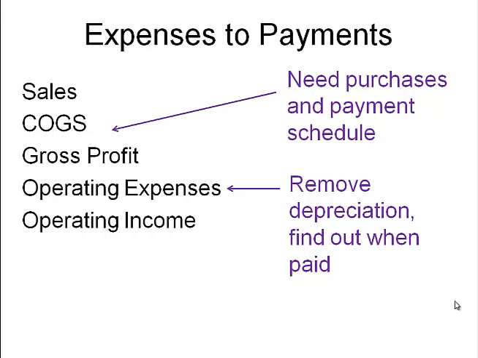So when you're moving from expense to payments, there are two major categories. One is cost of goods sold and the other is operating expenses. So those are product and non-product expenses. Cost of goods sold, we first map out when we buy it and then when we pay for it. For operating expenses, we remove depreciation and then find out when it's going to be paid. Let's look at some examples.